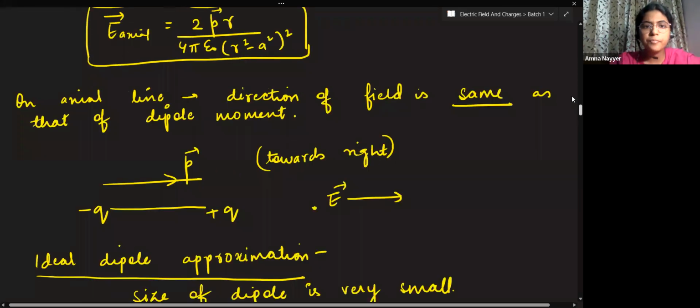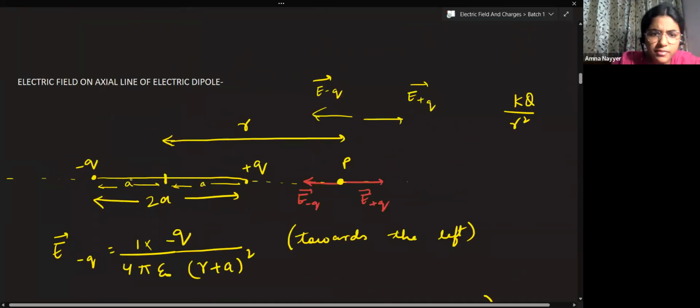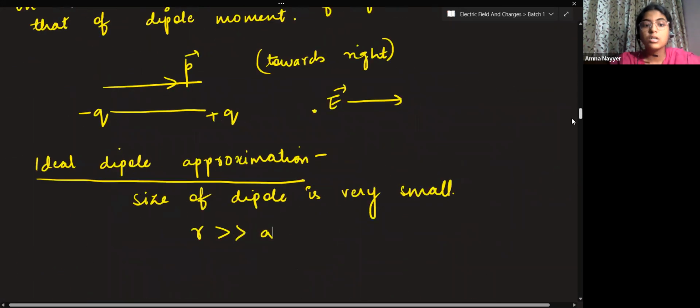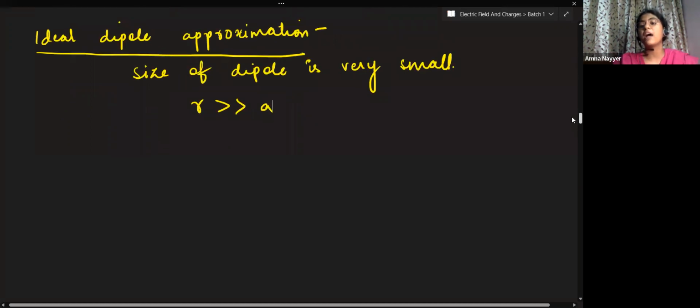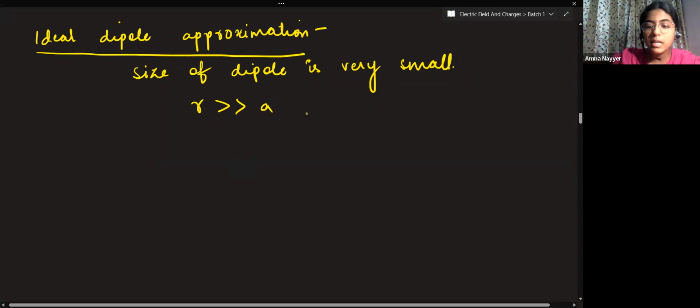See, in this was your R. If this is very small, 2A is very small. 2A is small means A becomes smaller. If A is smaller, then R becomes what? R becomes much greater as compared to A. This is what is known as ideal dipole approximation. So under ideal dipole approximation, you have R greater than A. R is the separation from the center of the dipole to that point taken on the axial line. A is the half of the separation between the two charges. So R becomes greater than A.